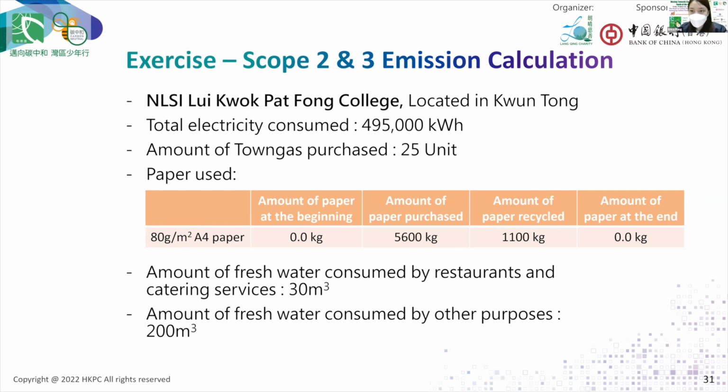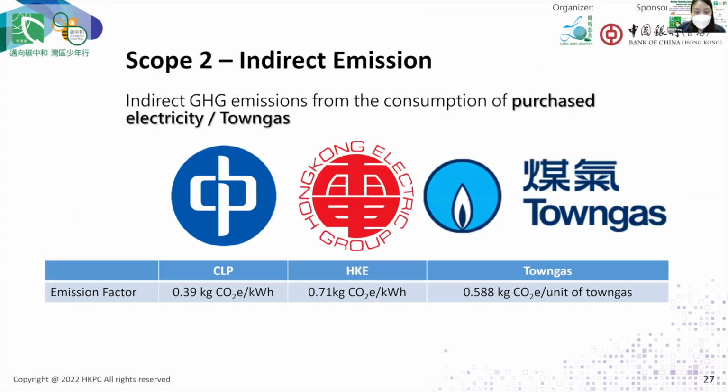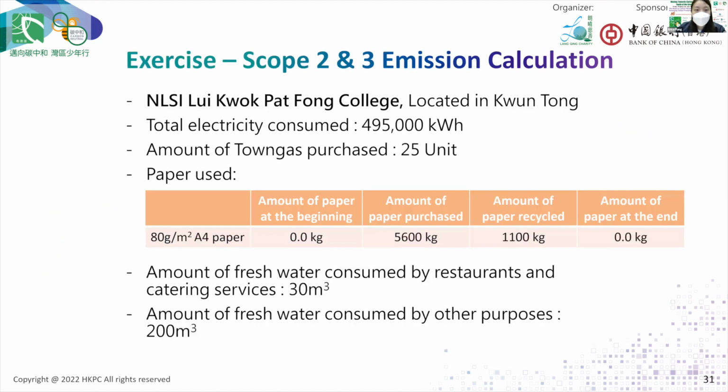Okay, maybe allow me to further elaborate on how to do the calculation. Take this as an example. We can note that the school is based in Kowloon, so we are using the emission factor from CLP for the calculation: 0.39 kg CO2 equivalent per kilowatt hour. Then we can simply multiply the total electricity consumed by 0.39 to get the greenhouse gas emission from the electricity.